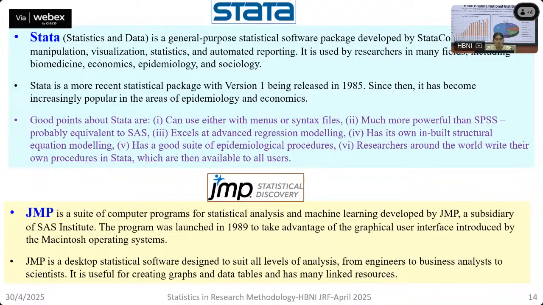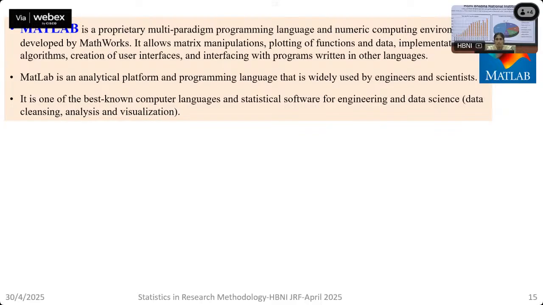JMP is a desktop software to suit all levels of analysis. So you can see a comparison between all the software and make a judgment and come to the one which will be most suited. MATLAB is used by many scientists regularly for graphical representation of the output, especially when you do the factorial design and try to show the results of the response as a function of the input factor levels.